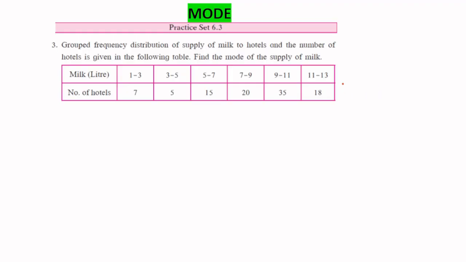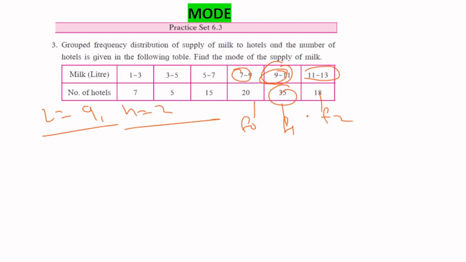Fine, again we have the continuation in the class. No need to worry. Highest frequency is this one, so this is your f1, f0, f2, and this is 9 and 11. So L is 9, h is 2. Very quick. If it is going so fast, just watch the previous question. Now substitute in the formula. Which formula? Let me write again, so no confusion. L plus f1 minus f0 over 2 f1 minus f0 minus f2.